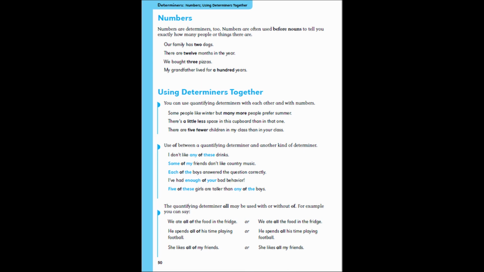Some of my friends don't like country music. Some is a determiner, my is a determiner, so I'm using of to join both of them. Each of the boys answered the question correctly. I've had enough of your bad behavior. 5 of these girls are taller than any of the boys.